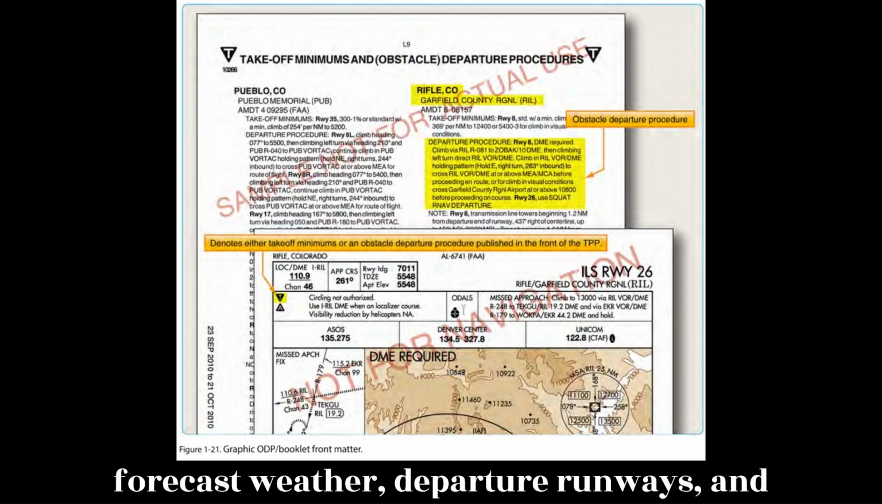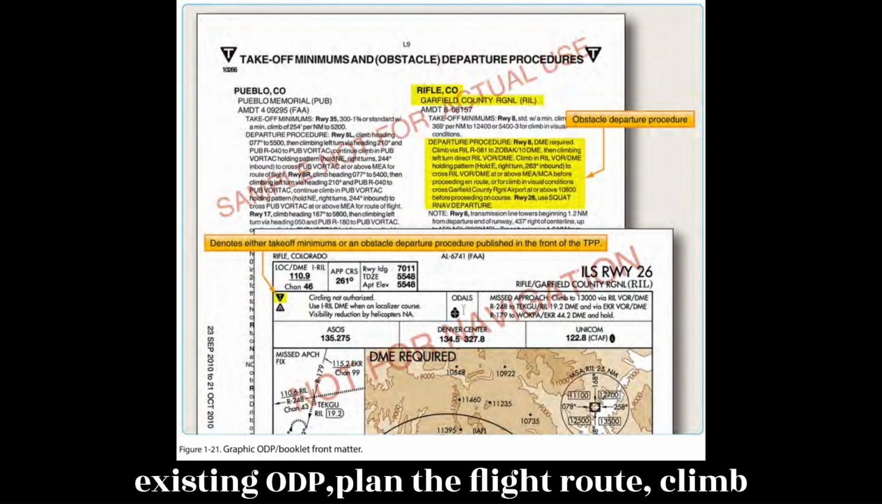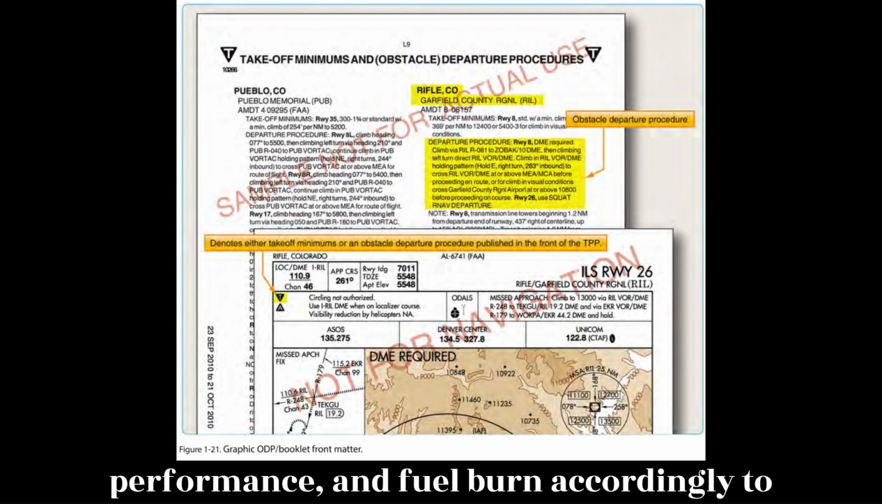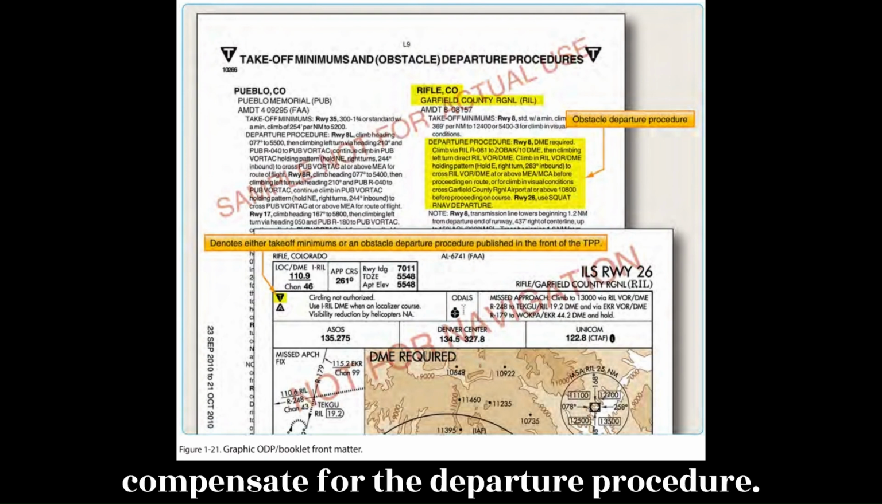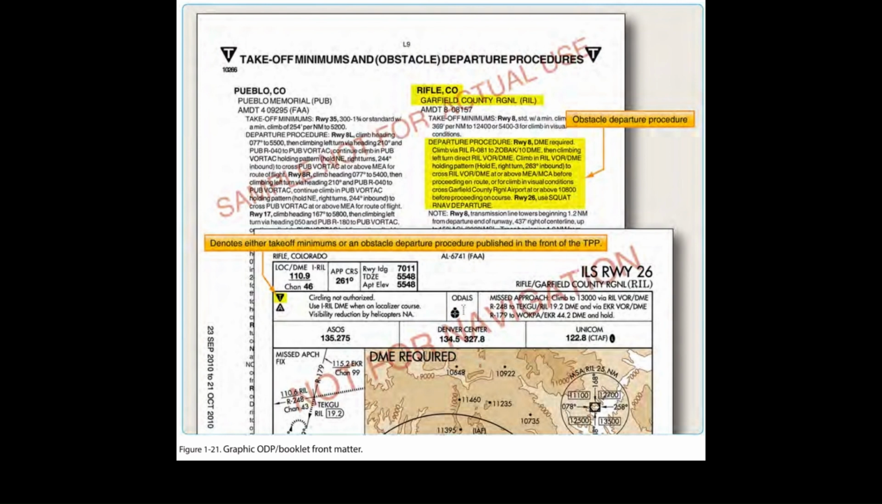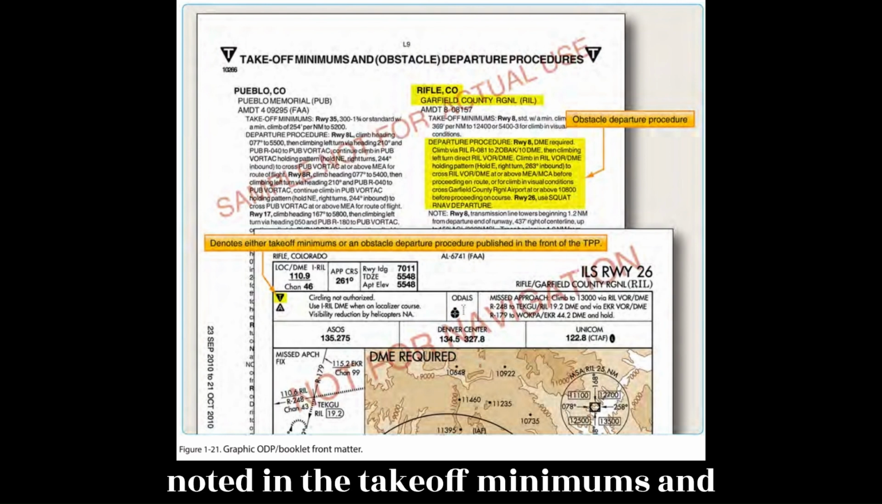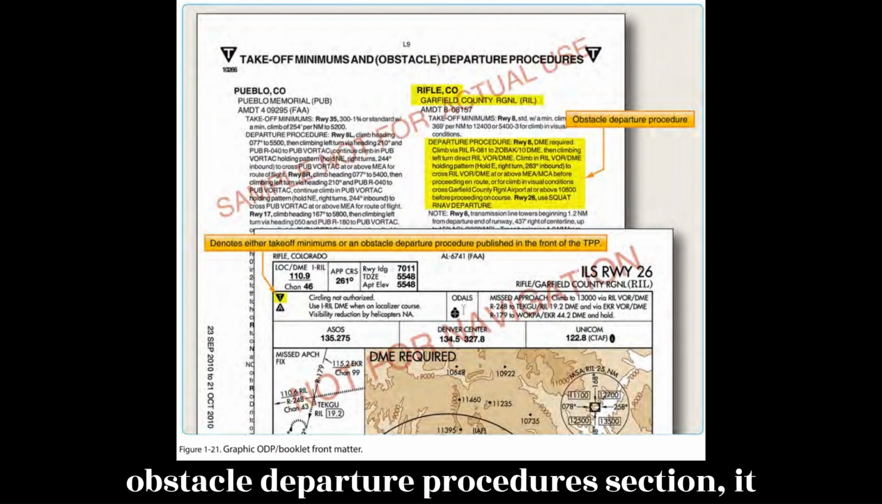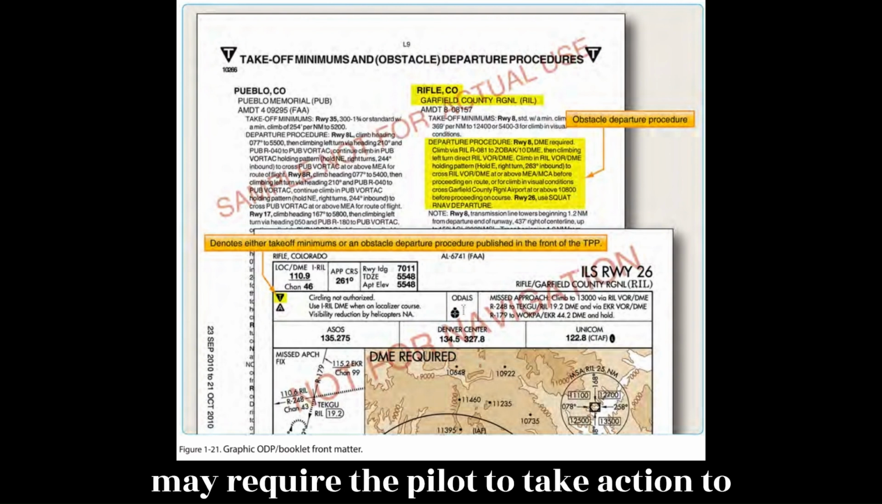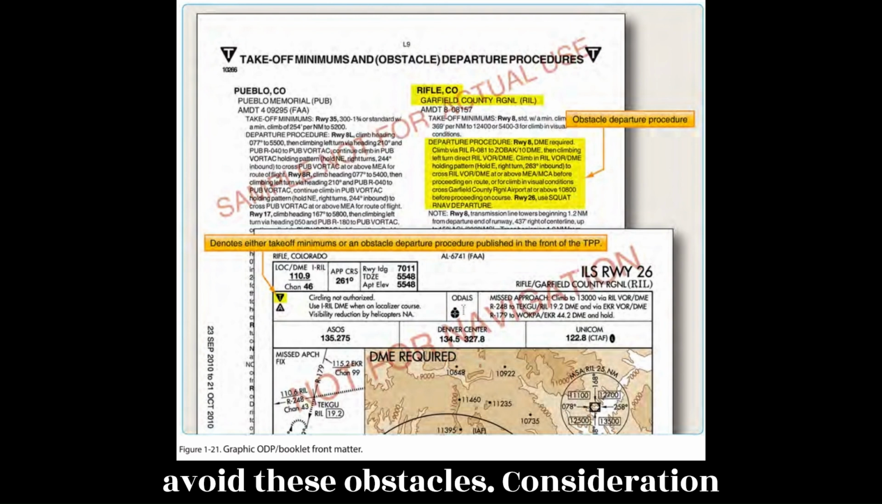Considering the forecast weather, departure runways, and existing ODP, plan the flight route, climb performance, and fuel burn accordingly to compensate for the departure procedure. Additionally, when close-in obstacles are noted in the takeoff minimums and obstacle departure procedures section, it may require the pilot to take action to avoid these obstacles.